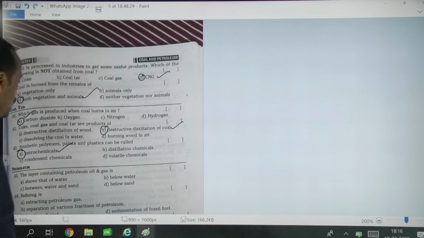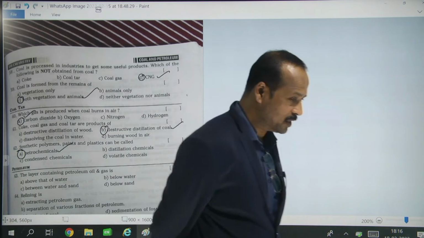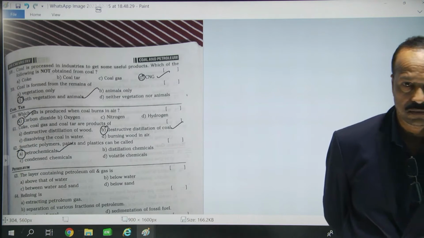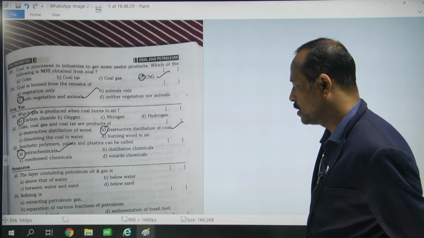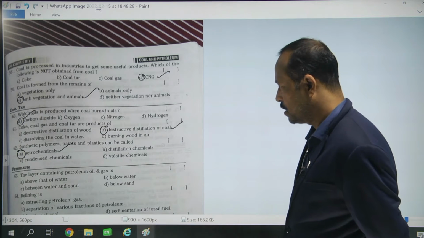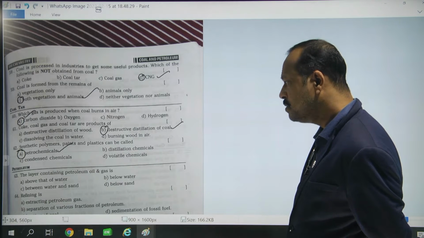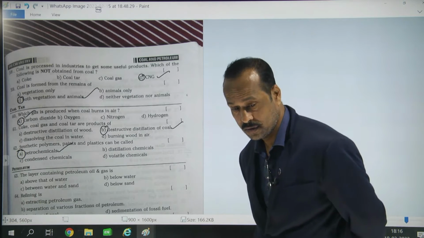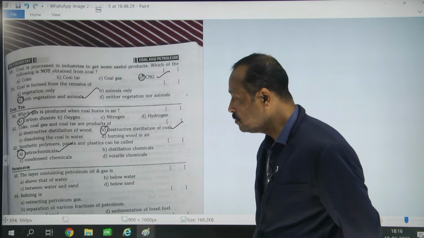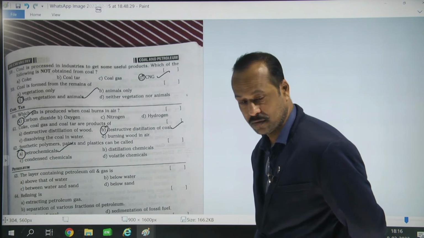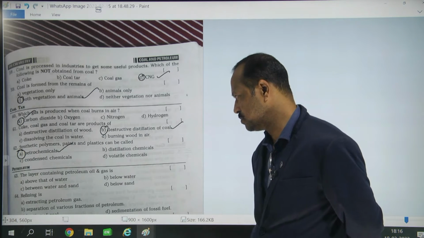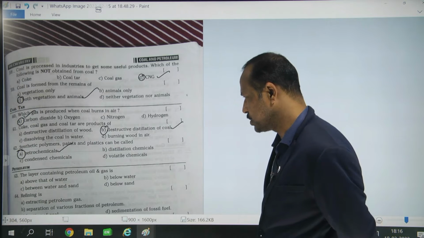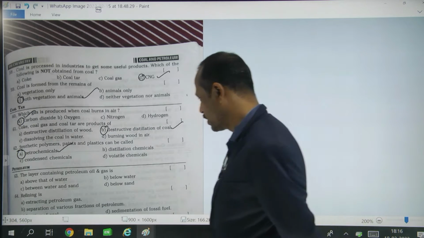Okay. Right. Now come to the next topic, petroleum. The next topic is based on petroleum. So read the next question. The layer containing petroleum, oil and gas is below water. See the four options. What is the right answer? Between water and sand? No, not above the water.